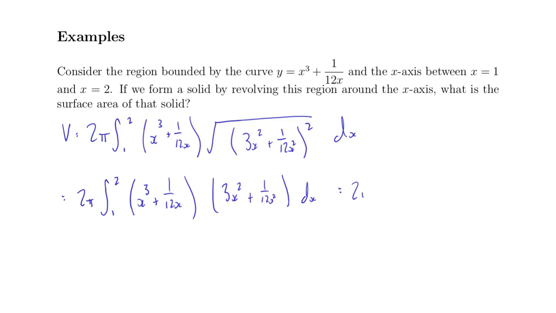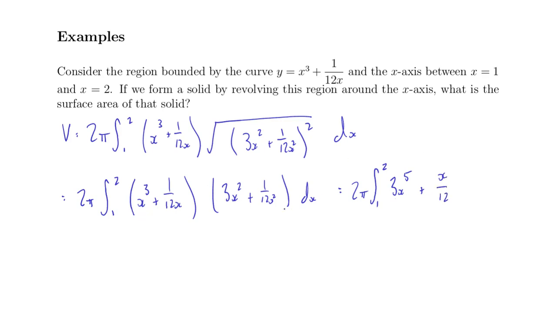I might even need more slides. Whew. 2 pi times our integral from 1 to 2. And now I've got x cubed times 3x squared. That's 3x to the 5th. I've got, let's see, x cubed times 1 over 12x squared. That's going to be 1 over 12x. Then I've also got 3x squared times, oh, no, sorry. This is x over 12. Whew, that was going to be annoying.